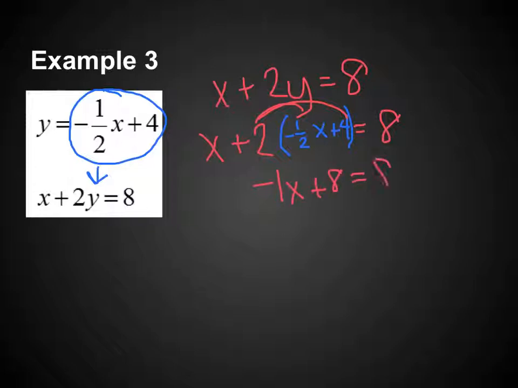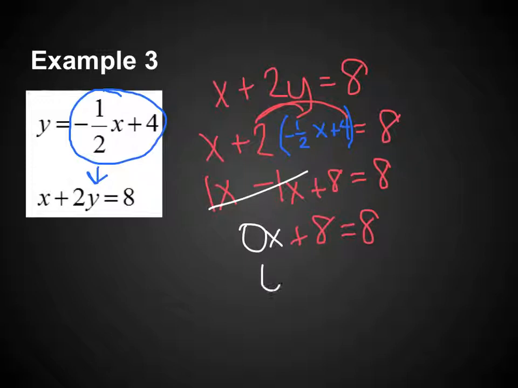And then everything else stays the same. We still have equals 8 at the end. We still have x in front. We've distributed the 2, and from our parentheses we got negative x, or minus 1x, plus 8. Now we're going to combine like terms. In front of this x, there's a 1, so we have 1 minus 1x. Well, 1 minus 1x is 0x. We have 0x plus 8 equals 8. 0 times anything is 0, so 0 times x is 0. 0 plus 8 is 8. We find that 8 is equal to 8.